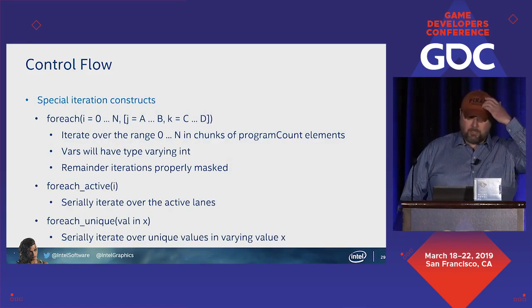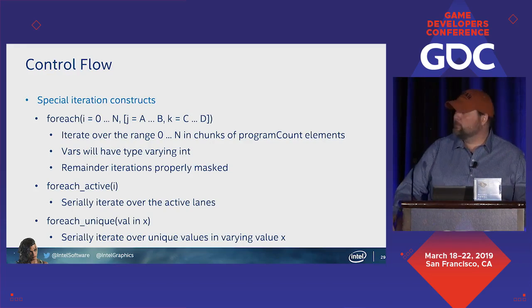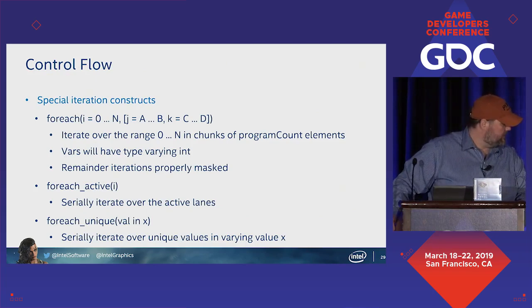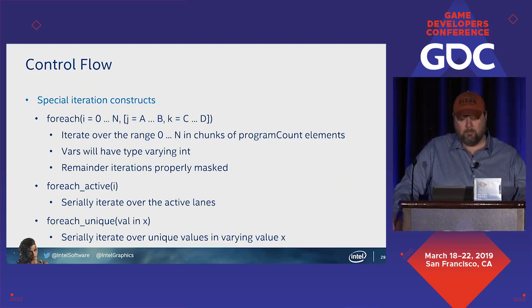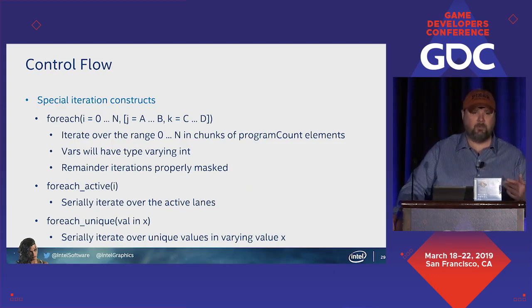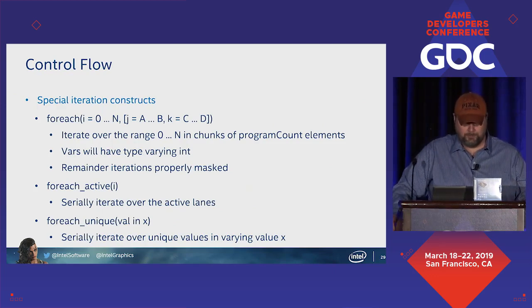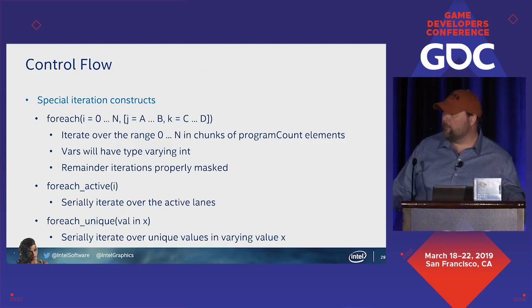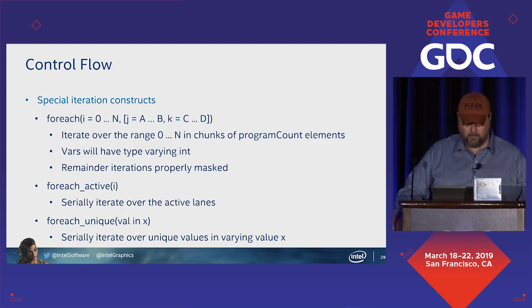So the special iteration construct foreach is really cool. You can iterate over the range 0 to n in chunks of program count elements. The varying variables, like you can use i, j, and k. I think it supports up to 4 or 6. And it operates like you would have nested for loops. In this case, though, the remainder iterations are going to be properly masked.